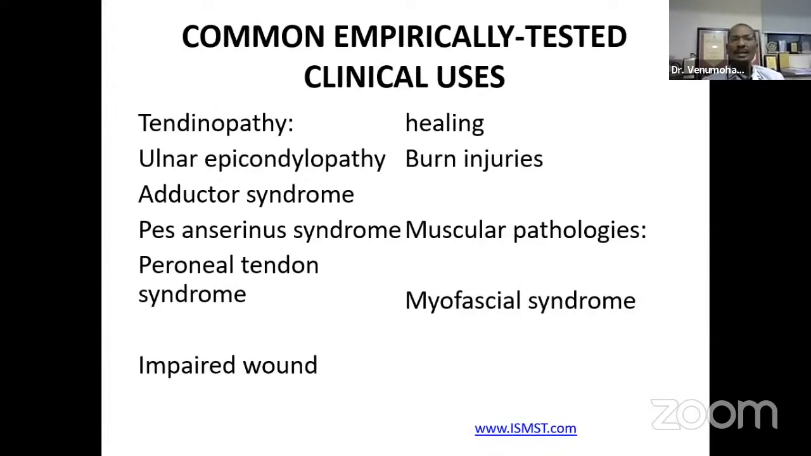Now, commonly tested clinical uses are all the tendinopathies, where the primary aim is healing. Then ulnar epicondylopathy, burns, adductor syndrome, pes anserinus syndrome, muscular pathologies, then peroneal tendon syndrome, myofascial syndrome, and impaired wounds.